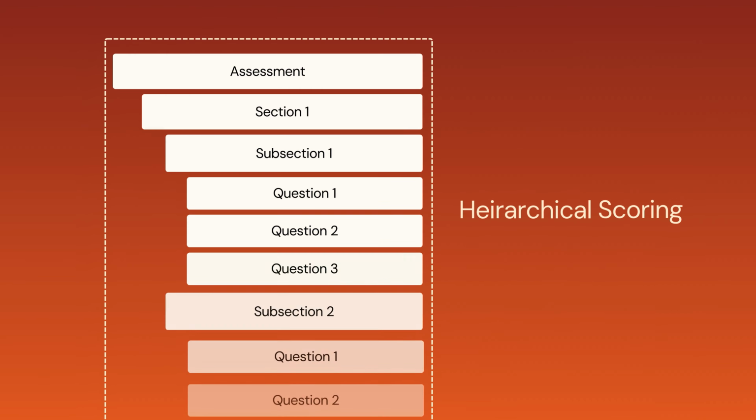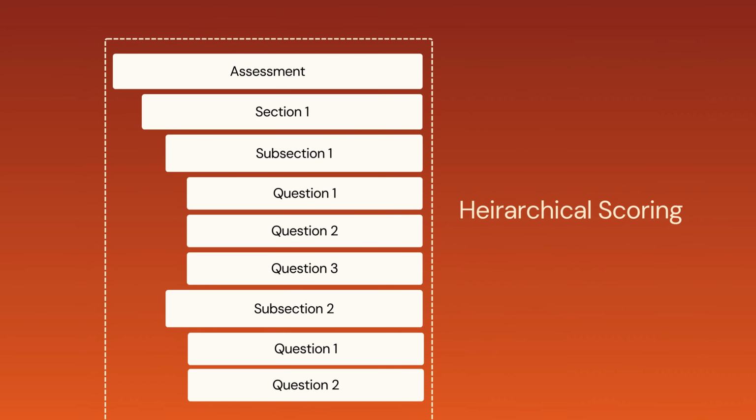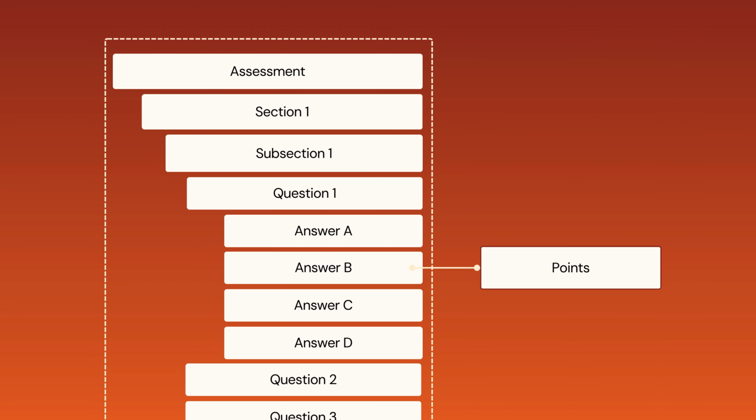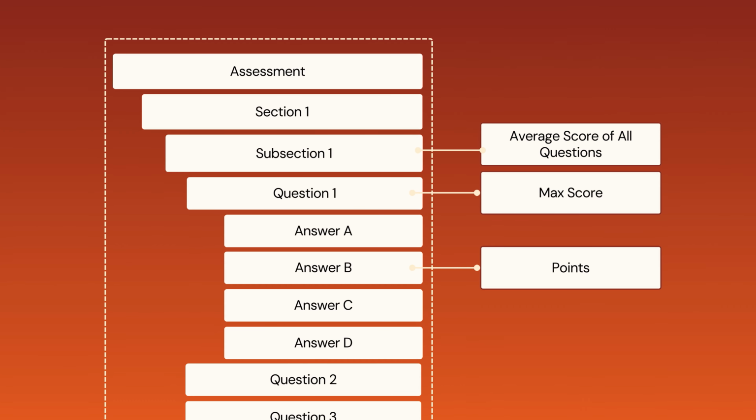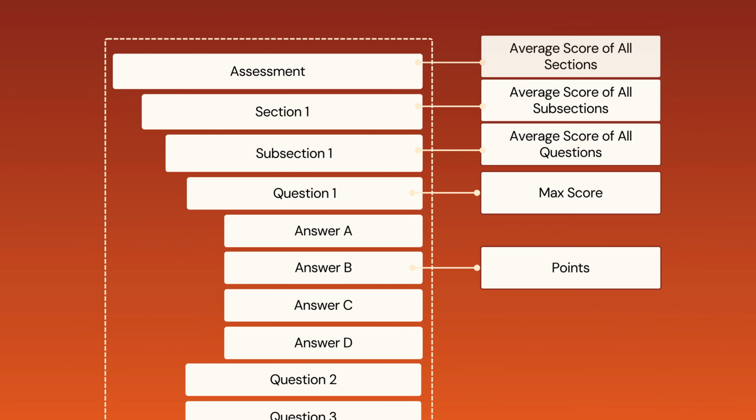There are lots of ways to approach scoring in your assessment, but let's start with the basics and talk about hierarchical scoring. Hierarchical scoring is the default scoring method applied to every assessment. Each answer has a certain number of points assigned to it. Each question has a maximum number of points allocated to it. Then an average score of all the questions in a subsection is calculated, and an average of all scores in a section is also calculated. And lastly, the average of all questions in all sections is calculated to provide you with the overall assessment score.